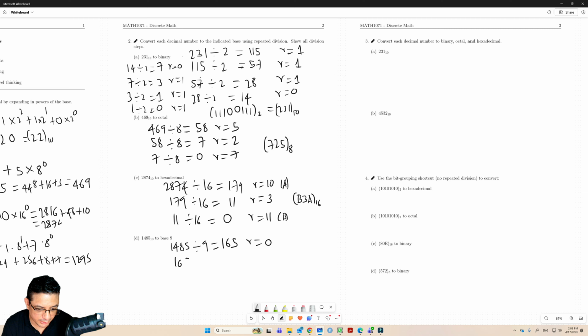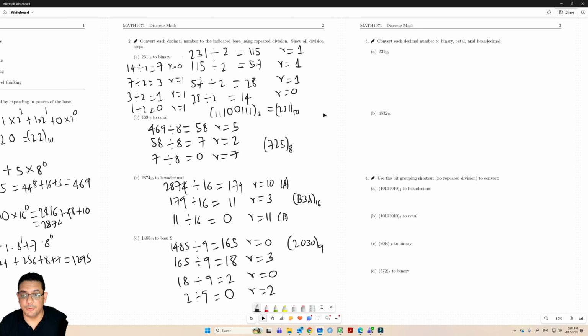And now if I pick 165 and divide by 9, this is going to be 18, and the remainder is going to be 3. Now if I divide 18 by 9, that's going to be 2, and the remainder is 0. And so last, 2 divided by 9, 9 doesn't fit in 2, so 0, and the remainder is just going to be 2. So now our new representation is going to be 2030 in base 9.